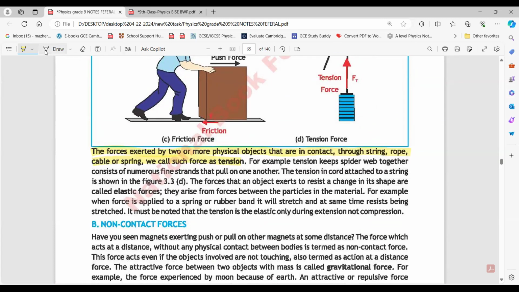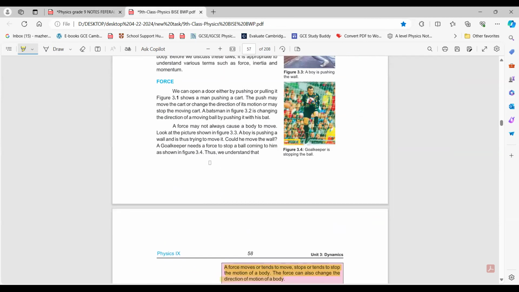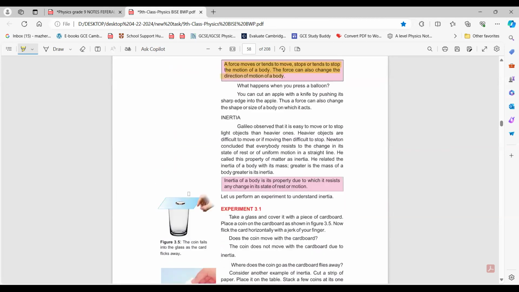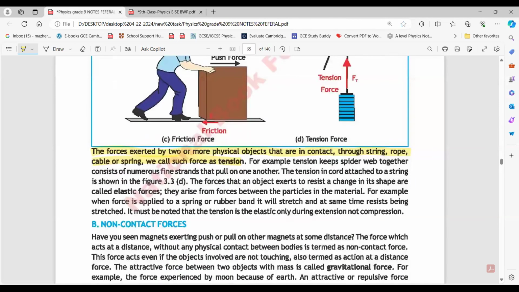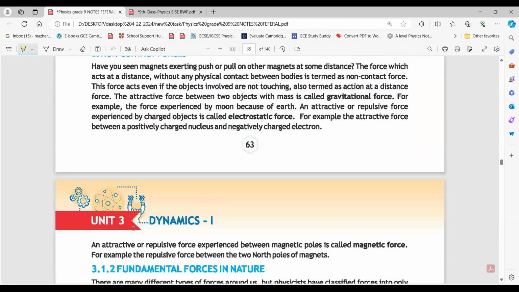Then the forces are divided into further two parts. They are known as contact force and non-contact force. What would contact force be? For forces to act, both the objects must be in contact with each other. Then it would be known as a contact force. If the force acts on two objects without being in contact with each other, they are known as non-contact forces. As the vocabulary is telling you the meaning of it, contact and non-contact force. Okay. But the only thing that you need to keep in your mind is the examples of contact and non-contact forces.